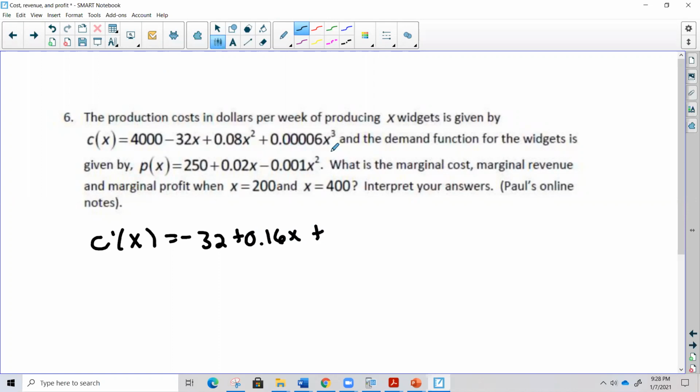And then for 0.00006 x cubed, I'm going to take the 0.00006, multiply by 3, which is 0.00018, and then x to the second power if I decrease it by 1. So this is my formula for marginal cost. To find it at 200, I would plug in 200 to this function, and then I would also plug in 400 to find it at 400.